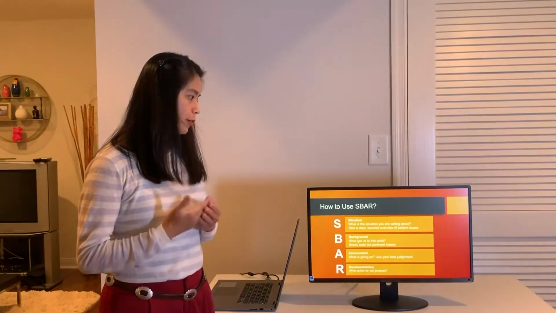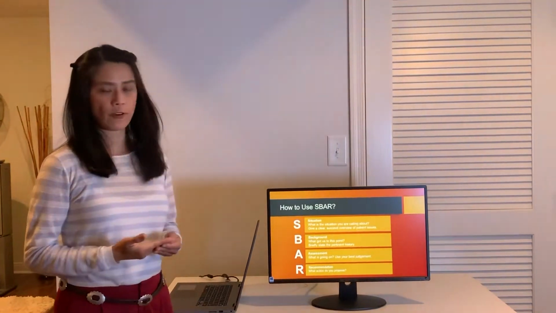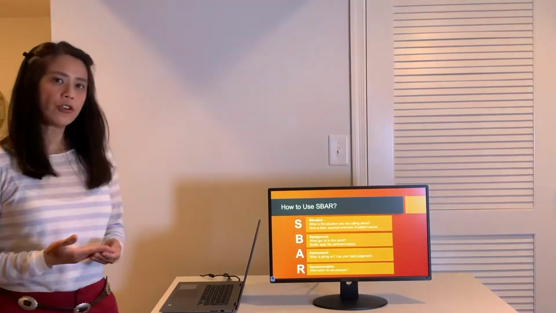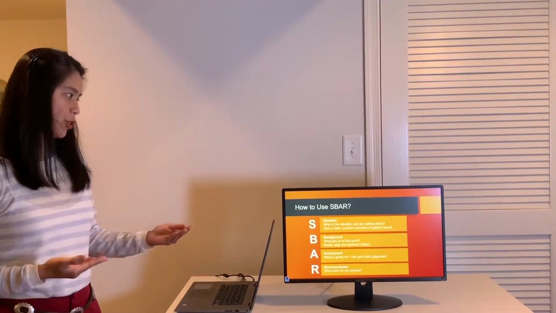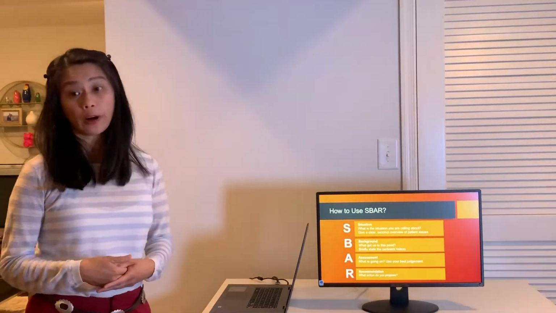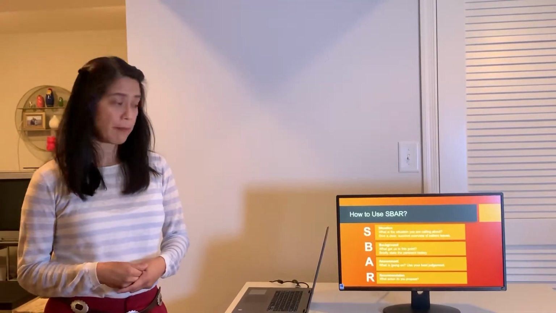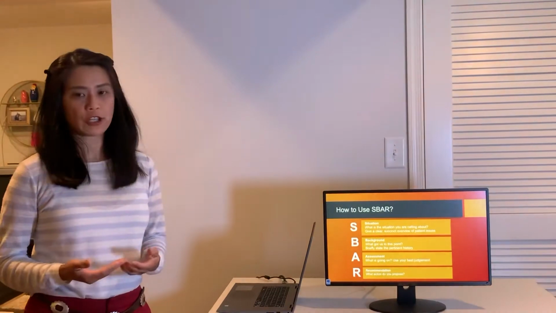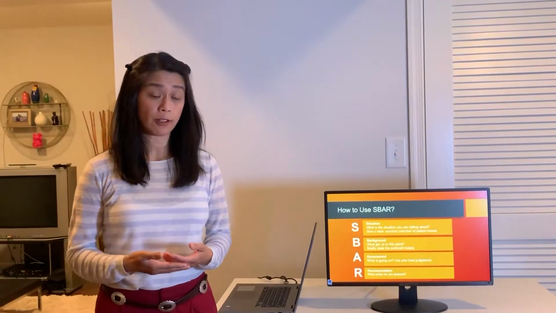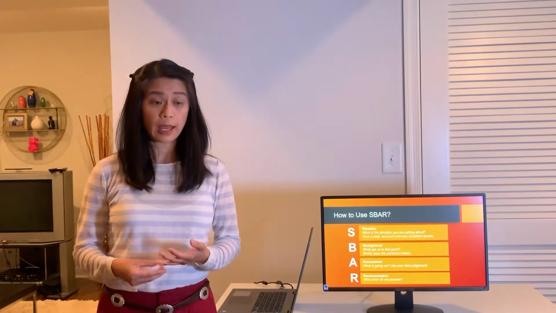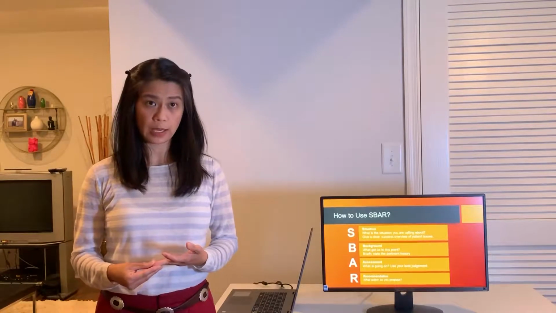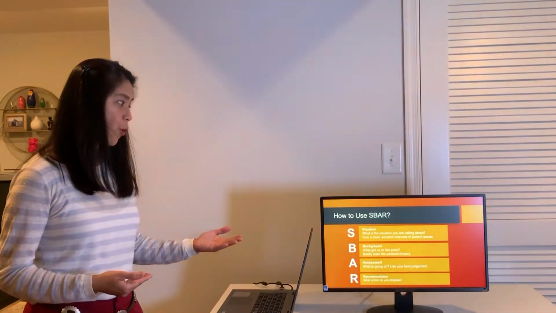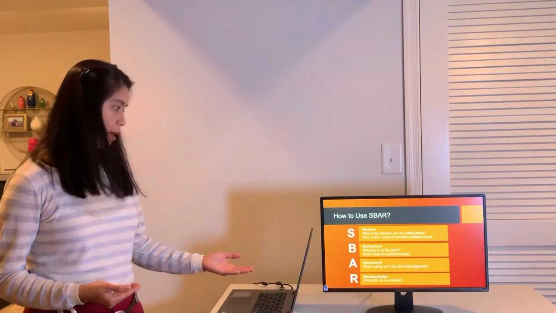S, situation. You have to give a clear, succinct overview of the patient issue. So you are trying to answer the question here: what is the situation you are calling about? B, background. Briefly state the patient history. This can include medications of the patient, diagnosis, and history. It answers the question, what got us to this point?